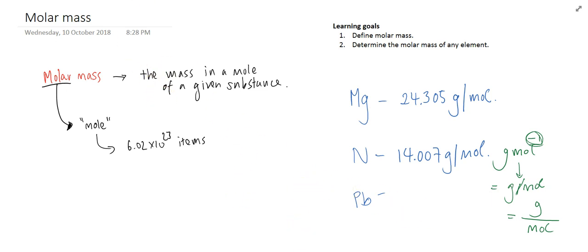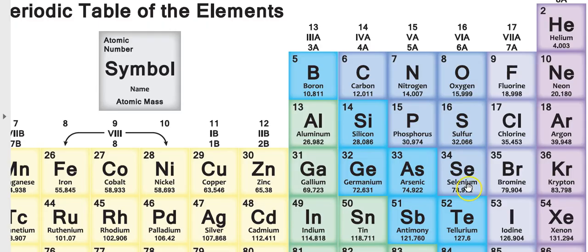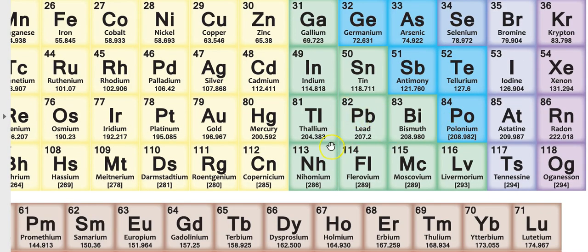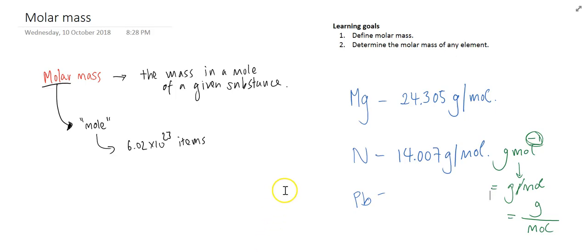Okay, now for lead, the final example, we just go back to the periodic table. Lead here, relative atomic mass is 207.2. So we will work out the molar mass to be 207.2 grams per mole. And it's that easy. As long as you can locate the element on the periodic table, you should be able to determine its molar mass from its relative atomic mass alone.